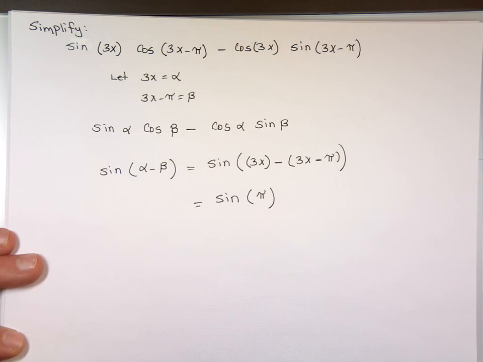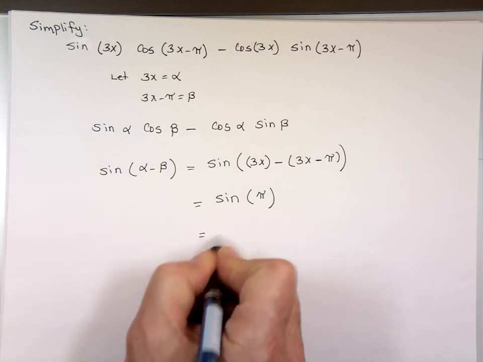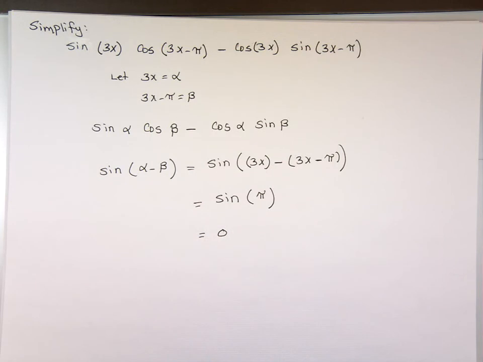Don't leave your answer like this. If you can simplify your answer, always simplify it. What is sine of pi? That's a 0. So the answer to that problem is 0.